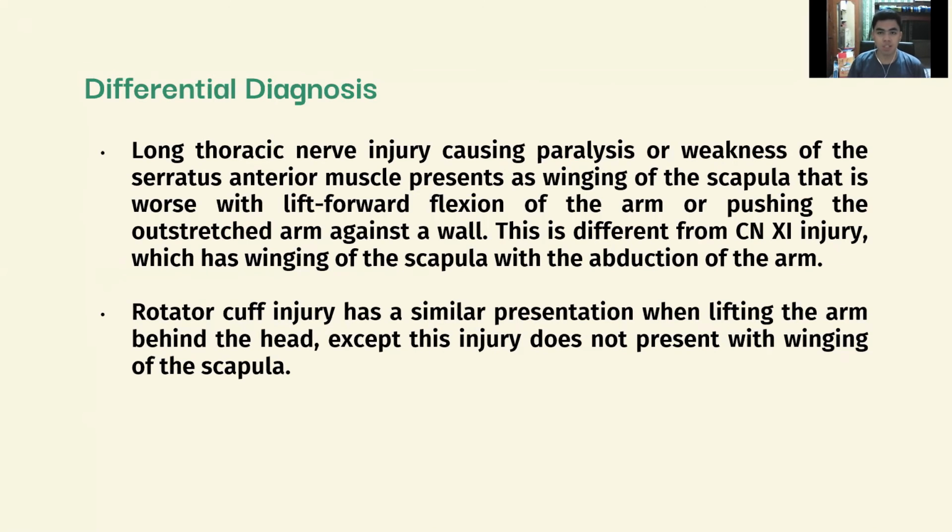Long thoracic nerve injury causes weakness or paralysis in the serratus anterior and also presents with winging of the scapula, and is worse with forward flexion of the arm or pushing the outstretched arm against the wall. This is different from CN11 injury, because the winging of the scapula there is with abduction of the arm. Rotator cuff injury has a similar presentation when lifting the arm behind the head, except there is no winging of the scapula in rotator cuff injury.